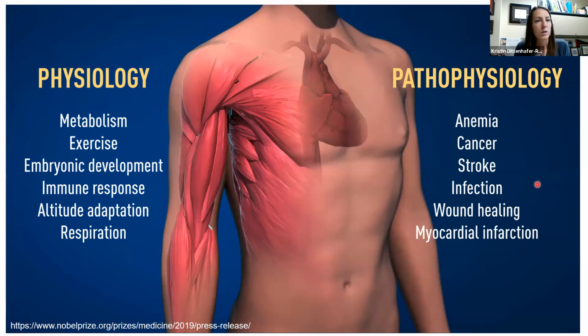Their discoveries also are very important for both physiology and pathophysiology, or disease. As far as physiology goes, we can think about the importance of oxygen in metabolism, response to exercise, or the response to being at altitude, among many other things. And we also see a very important role for cells sensing oxygen in diseases like anemia or cancer or heart attack, myocardial infarction. Those are the 3 health applications I'll talk about briefly today.